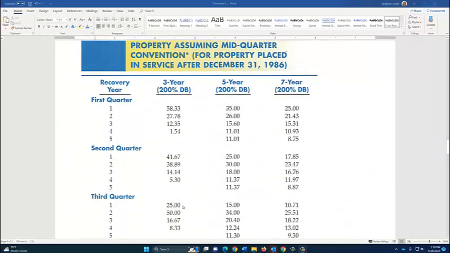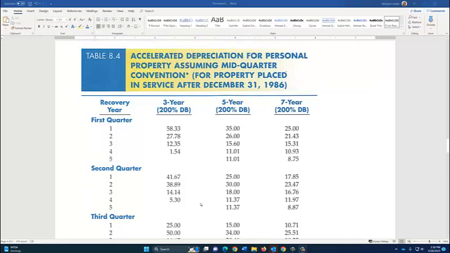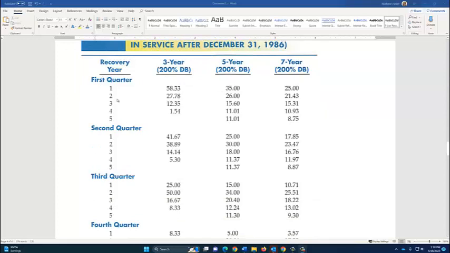The next table is the mid-quarter convention, and I mentioned earlier we're probably not going to use this table very often, but if we did, we would look at the useful life of the item, decide which quarter it was placed in service, and then find the year of depreciation, and then we would find our percentage.